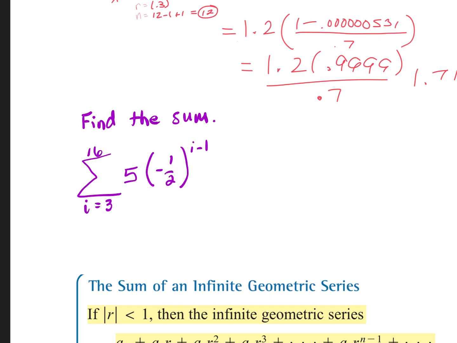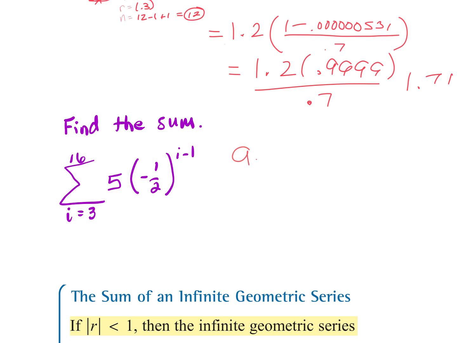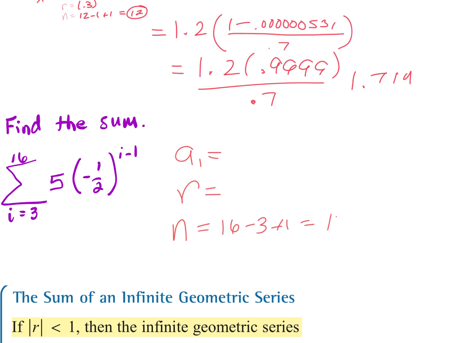So now let's talk about it. What do I know? Or what do I need to know? I need to know the first term. I need to know the common ratio. And I need to know the number of numbers. This is where top minus bottom plus 1 comes in handy. How do I figure out the number of numbers? 16 minus 3 plus 1. What's 16 minus 3? 13 plus 1 is 14. So my n value is 14. That accounts for both the 3 and the 16. If you just say 16 minus 3, you're not accounting for both of those.